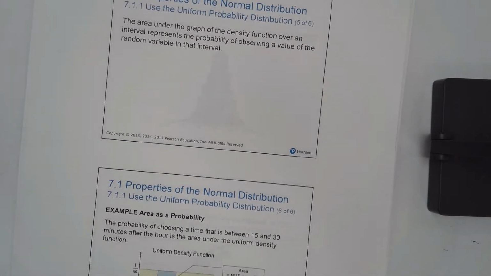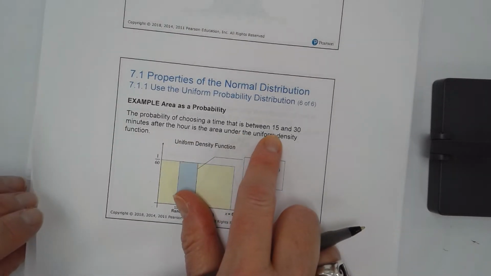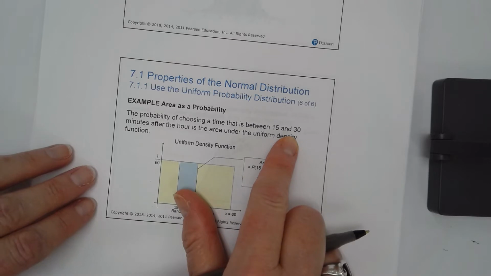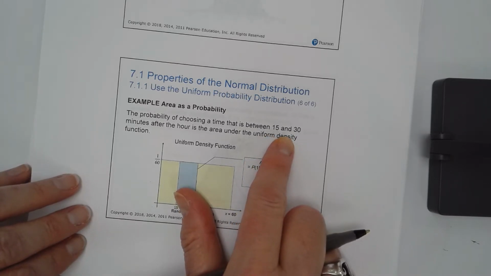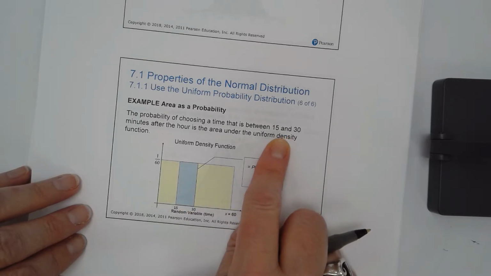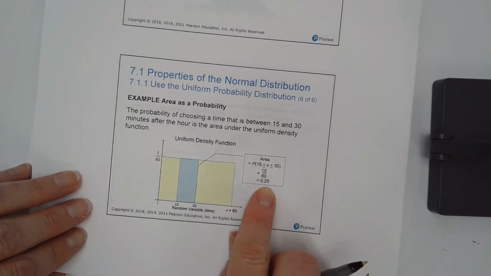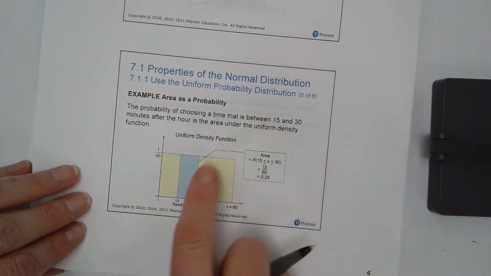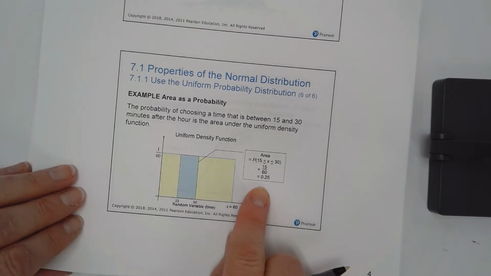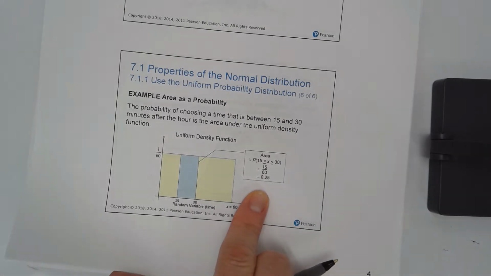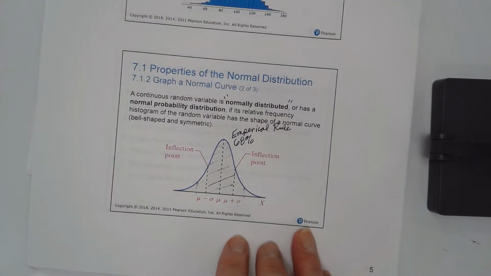So let's say I want to find the probability that it's delivered between 10:15 and 10:30. How many minutes are between 10:15 and 10:30? 15. So 15 out of how many total? 60. So 0.25. The probability that it'll be delivered between 10:15 and 10:30 is 0.25. Does that make sense? Okay, so that's a uniform distribution.